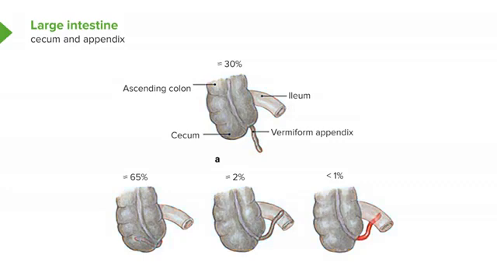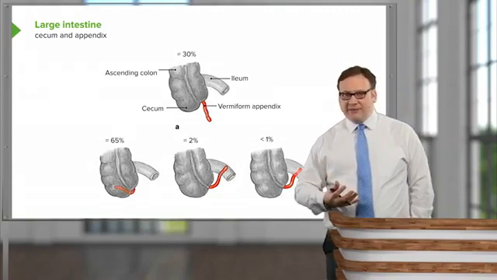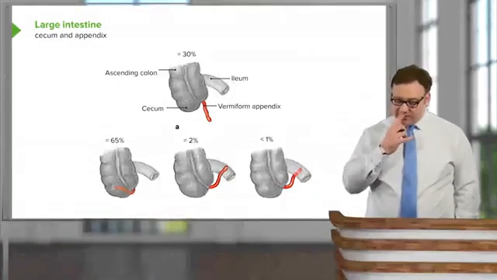Here we see it lying posterior to the ileum. We see it lying anterior to the ileum here. Here we can see it poking kind of straight down as a continuation of the ascending colon. And here we can see it actually tucked underneath the cecum. So although it's there, it may need some rooting out.